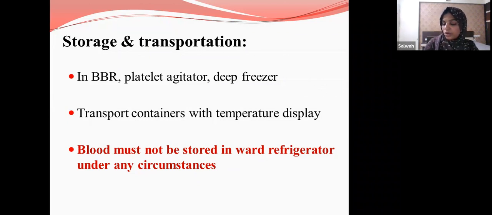temperature monitored frequently, because in the blood bank we monitor this on a daily basis, three times in a day. And also the water refrigerator may contain many other medicines and all, so the chance of infection is very high.